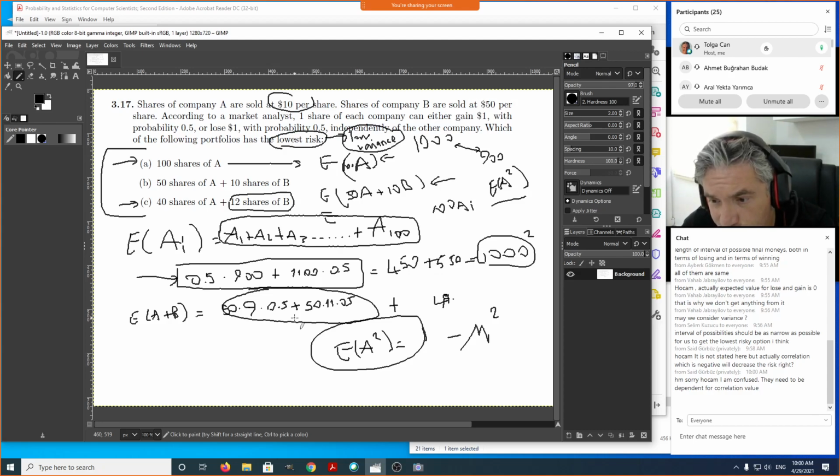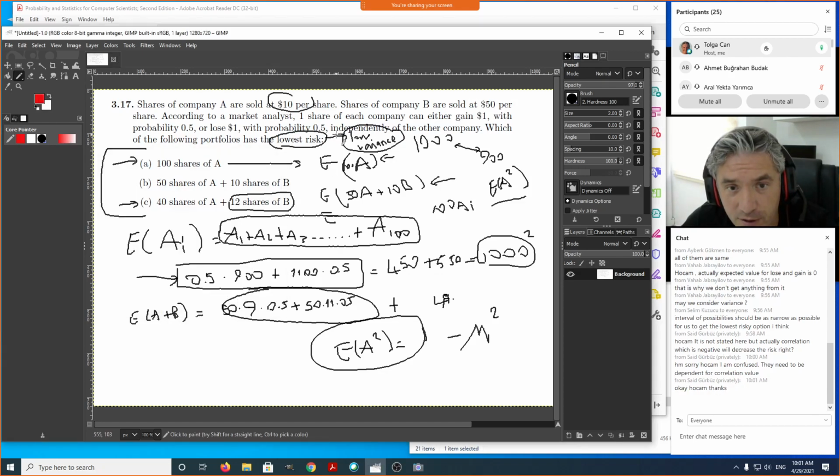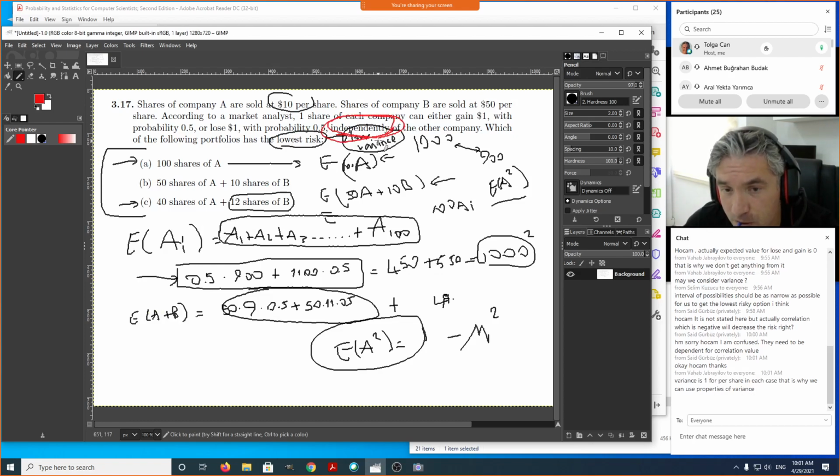So there is no correlation value in this question. Correlation is out of the question here. You shouldn't think about the correlation of these two things at all, because the question indicates that they're independent from each other. So there is no correlation between the loss and gain of company A.